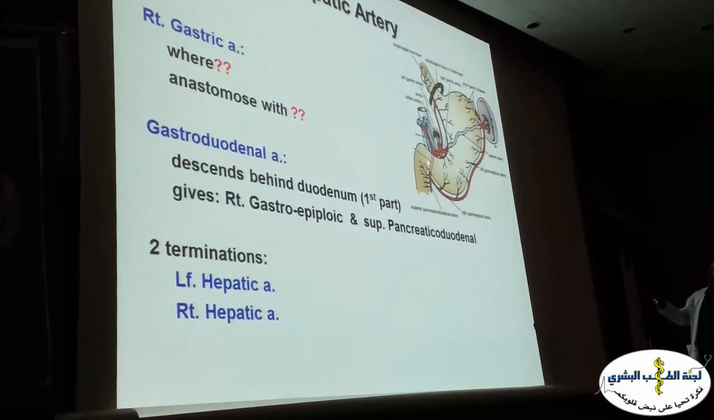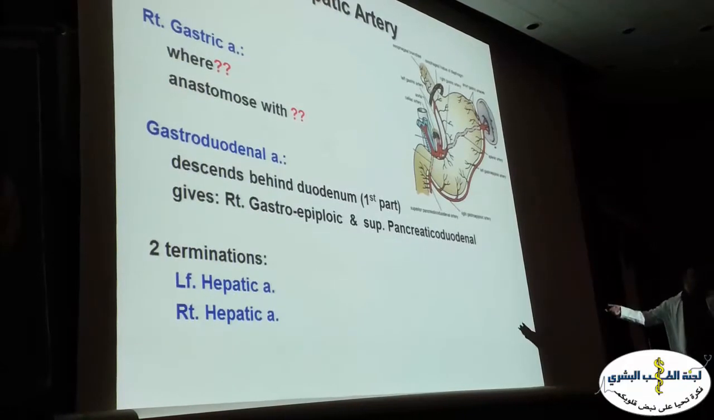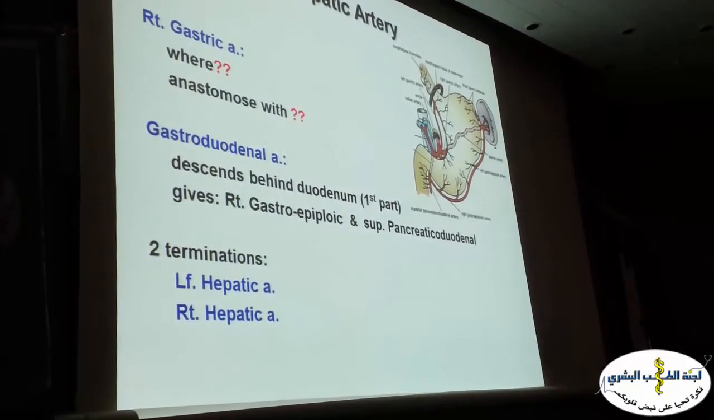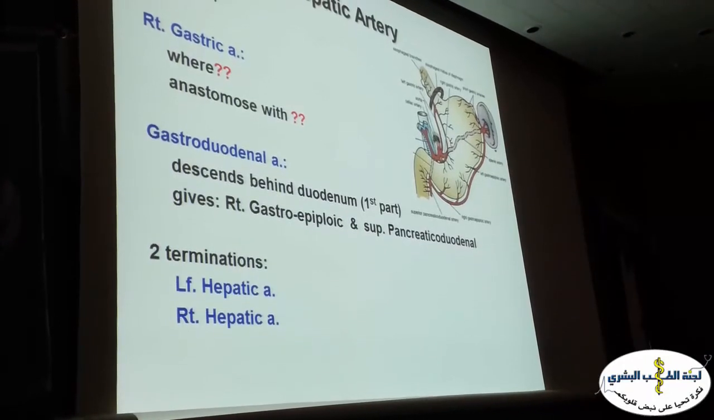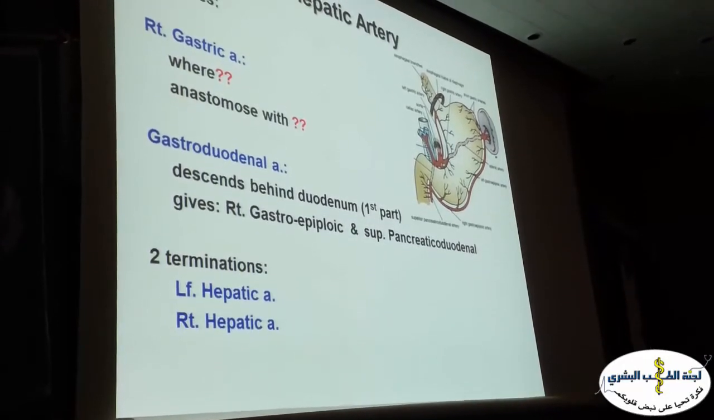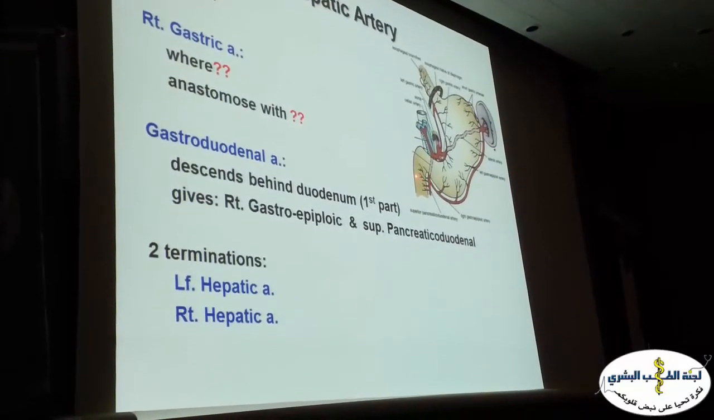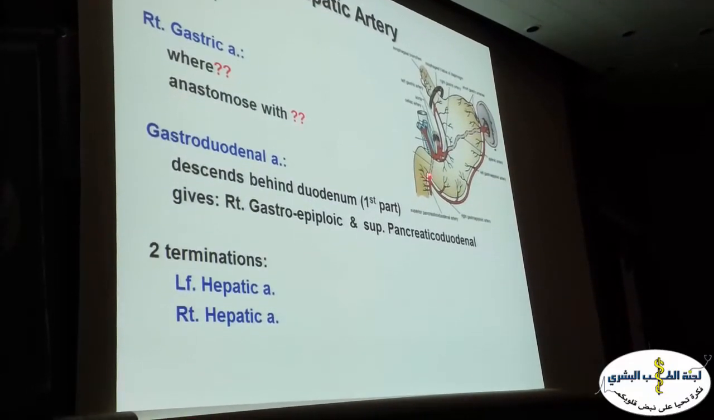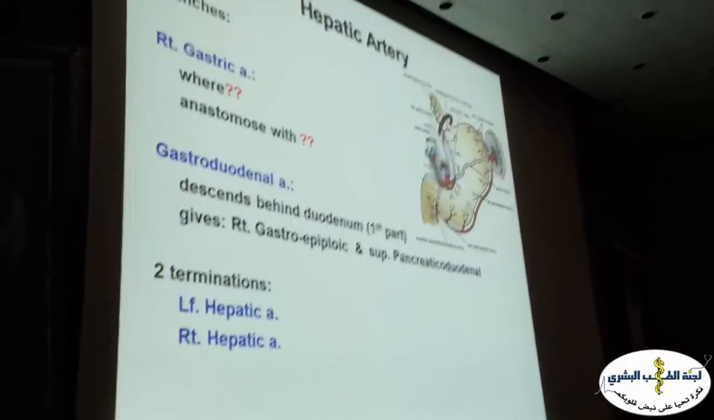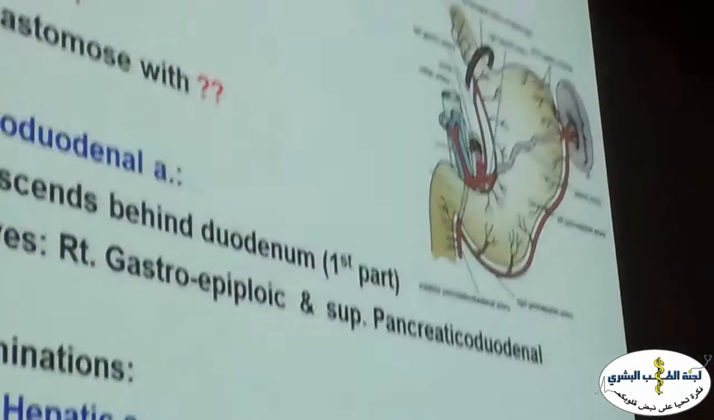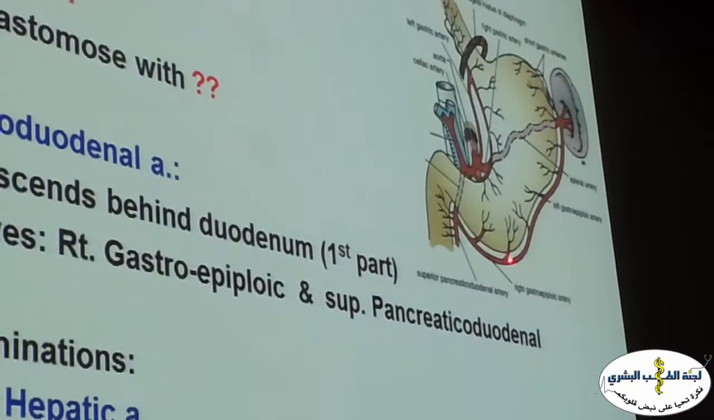Then it will give this branch, as you see. Once it's behind the first part of the duodenum, it will send an artery below, behind the first part of the duodenum. This artery will go to supply the stomach and the duodenum, so we will call it the gastroduodenal artery. Why do we call it gastroduodenal? Because it's going to supply the stomach and the duodenum. At the lower part, once it leaves and comes below the first part of the duodenum, it will give the right gastroepiploic artery, as you see. So this now, we will call the right gastroepiploic.